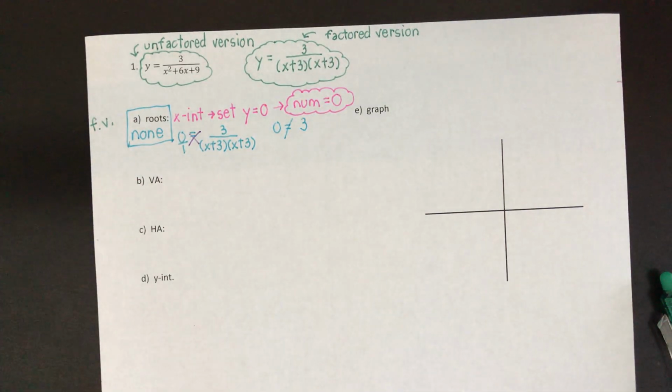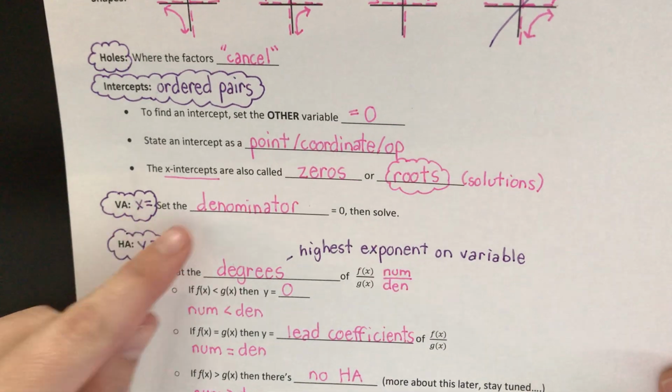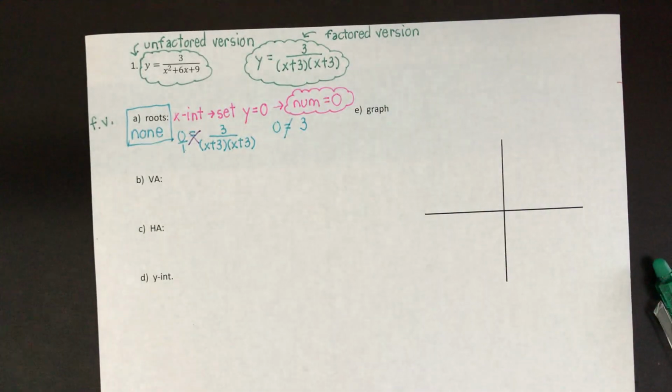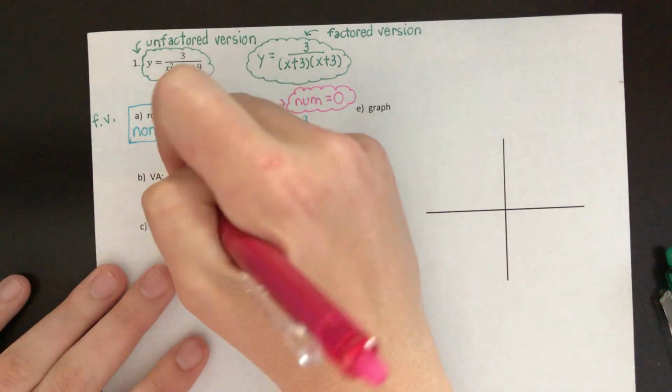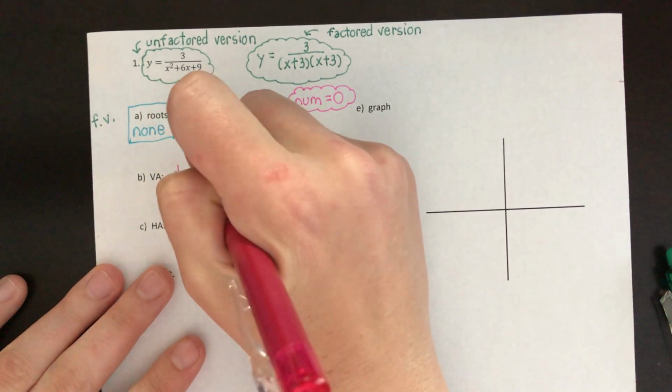Then let's talk about VA. So again, I'm referring back to this. For VA, it's an x equals form. Set the denominator equal to 0 and solve. So this is denominator equals 0.